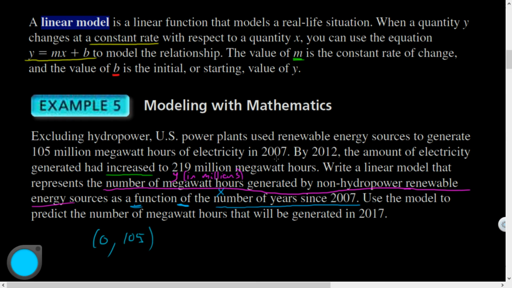All right, let's figure out another fact they gave us. That's what these were. These were facts, and now I'm interpreting them into something that I can model. All right, by 2012, question, how many years has it been since 2007 in the year 2012? If I do 2012 subtract 2007, that's equal to 5. That means my second fact has an x coordinate of 5, right? So 5 years since 2007. What was my output? What was the megawatt hours in millions? 219. Okay? All right, it's a little bit crazy interpreting this, I realize.